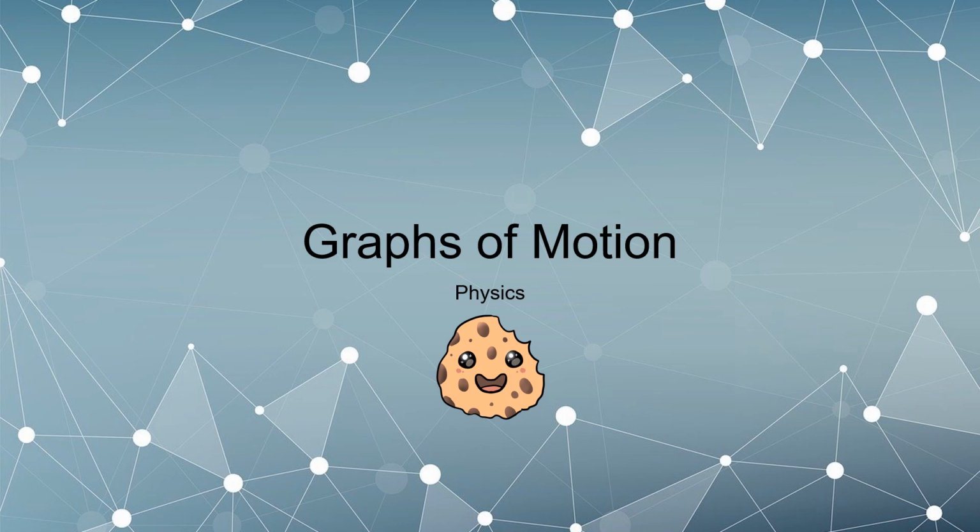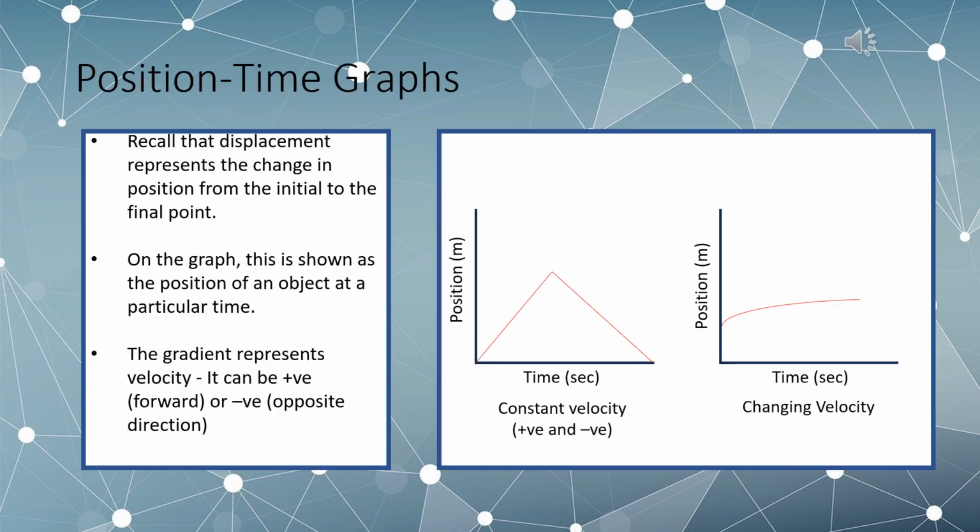Today we'll be looking at graphs of motion and how to read them. First up is position time graphs. Now these graphs can be used with either distance or displacement. We're going to use displacement for these examples.